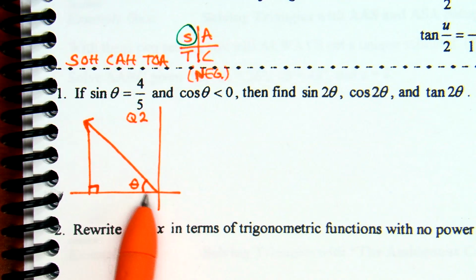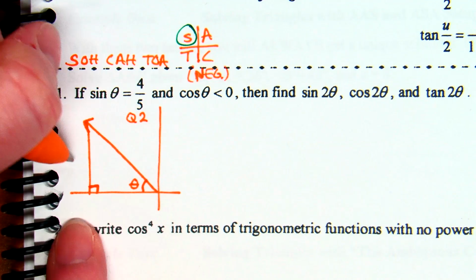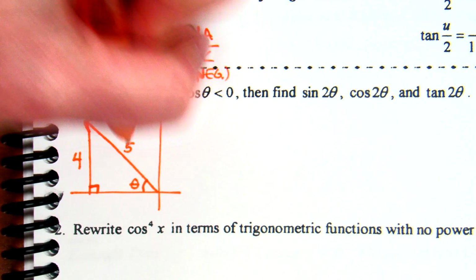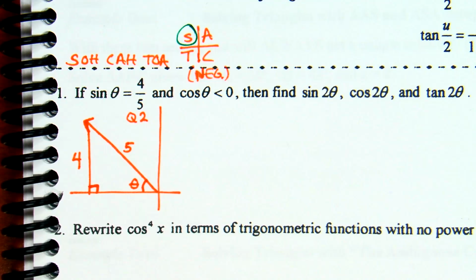So in response to this angle right here, opposite is 4, so that means the height of the triangle is 4. The hypotenuse is 5, that diagonal side. Okay. Can we find the third side? Yeah. Thanks to Pythagoras, we can. In other words, the Pythagorean theorem.